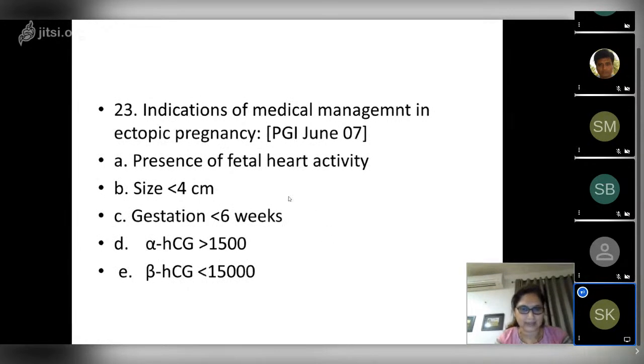B. Yeah, B is the right answer. The size of the gestational sac should be less than 4 centimeters. This is one of the important criteria for medical management, whereas all others are not. As I told, presence of fetal heart activity is actually a relative contraindication, so this will not be counted. And of course, gestation sac less than 6 weeks or beta HCG level of such high levels is definitely not an indication. So the answer for this question is size less than 4 centimeters.